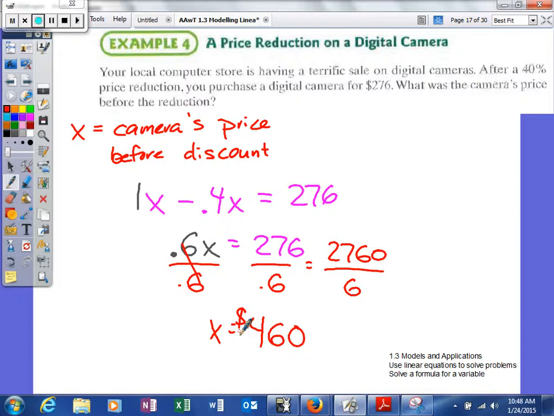Alright, sounds good. And of course, we can always check our answer by plugging it in and taking 40% off of this and seeing if it actually gets that. So feel free to check your problem and just make sure it works.